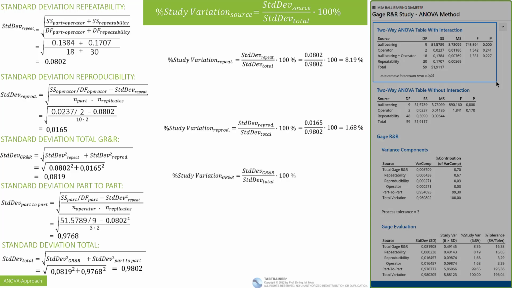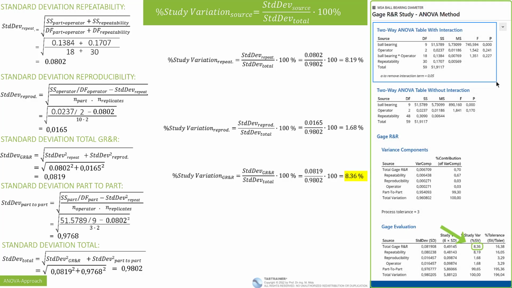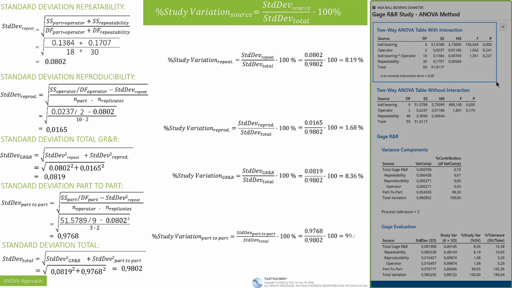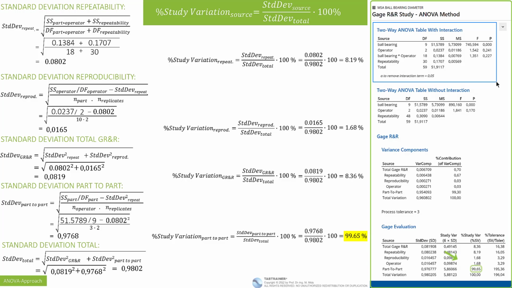The percentage of study variation for our entire measurement system is 8.36%. We can find this value in the output window at this point. And the percentage study variation for the part-to-part variation is 99.65%. We find this value in the output window at this point.